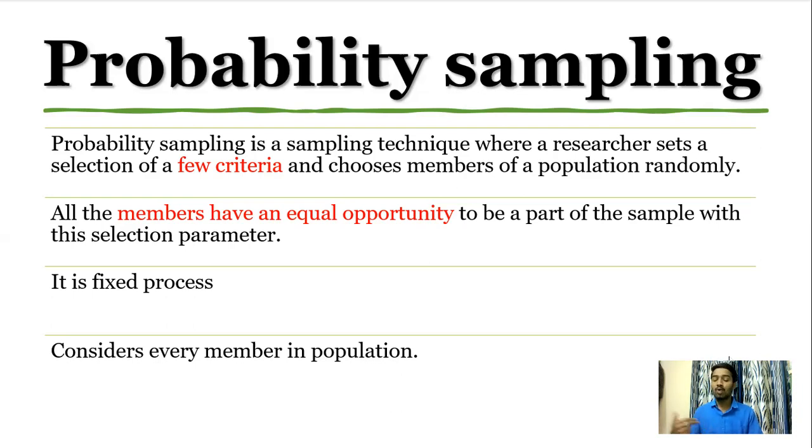So each and everyone who is selected as a sample will have the equal opportunity to be part of that sample. And it is a fixed process. It has a fixed process while you are selecting a sample. So we'll discuss that process at the end of this session. It considers every member in the population to bring out a non-biased result.